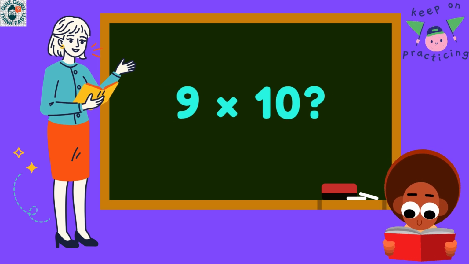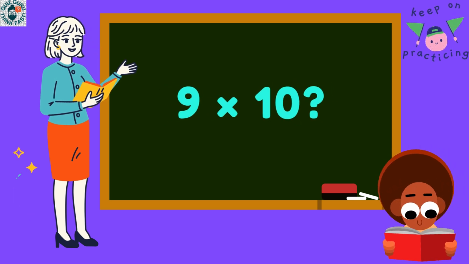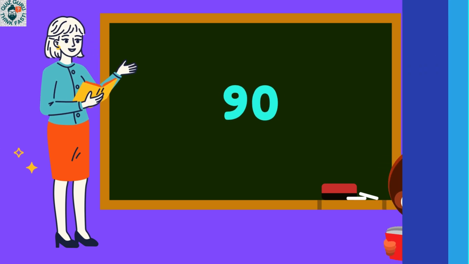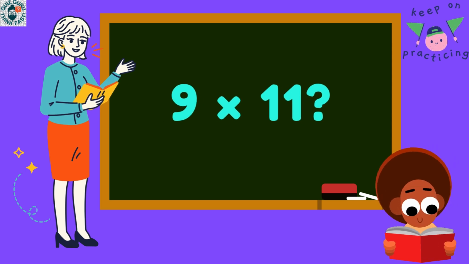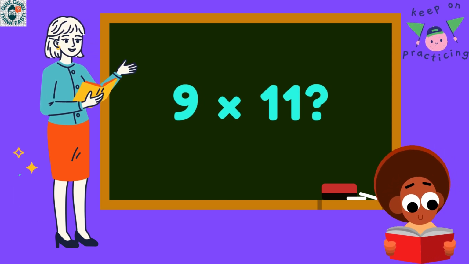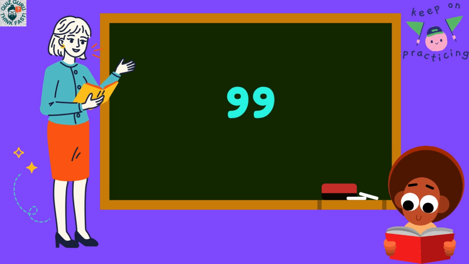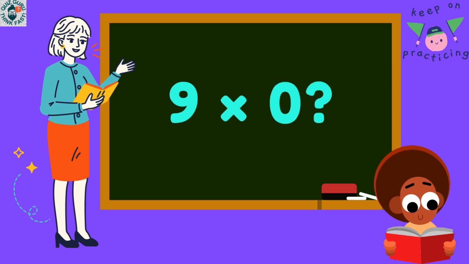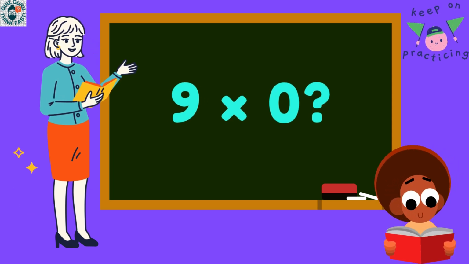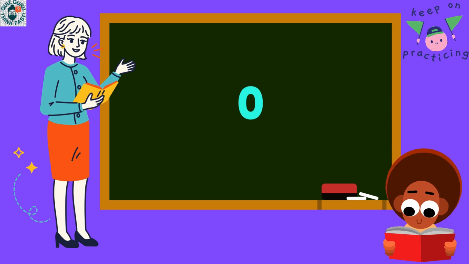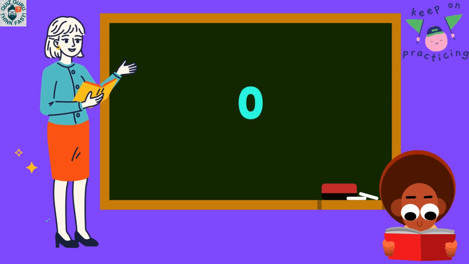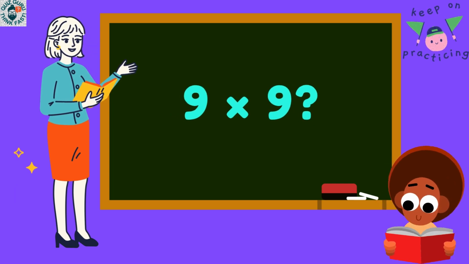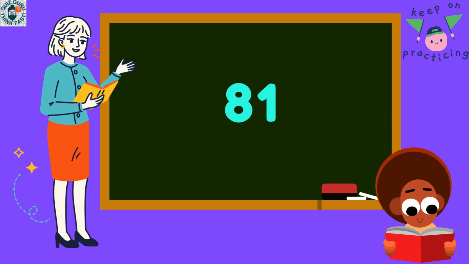What is 9 times 10? It's 90. What is 9 times 11? It's 99. What is 9 times 0? It's 0. What is 9 times 9? It's 81.